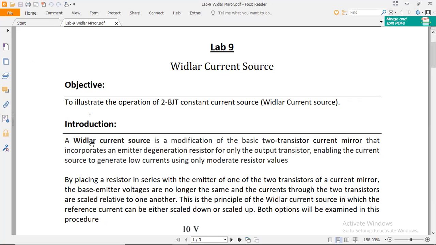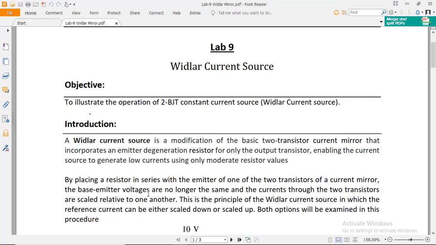Okay, again come to the introduction. A Widlar current source is a modification of the basic two-transistor current mirror that incorporates an emitter degeneration transistor for only the output transistor, enabling the current source to generate low current using only moderate resistor values. By placing a resistor in series with the emitter of one of the two transistors of the current mirror, the base emitter voltages differ, and the current mirror is already formed between them.